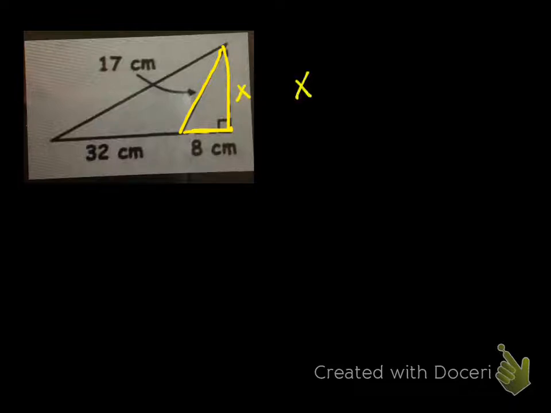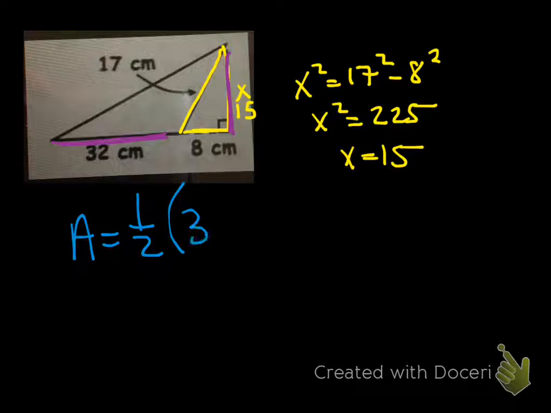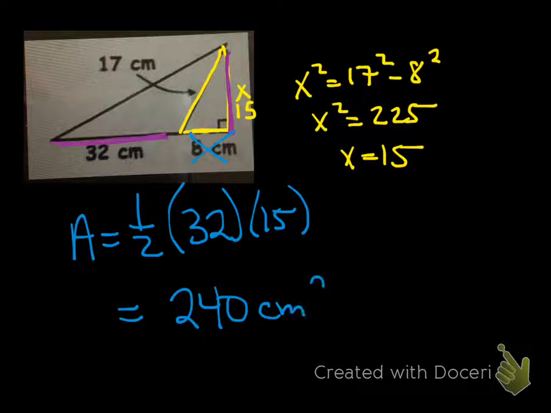So that means that x squared is equal to 17 squared minus 8 squared, which is 64. So x squared equals 225, x equals 15. Okay, so that means that this is equal to 15. So the base of the triangle is 32, and the height of the triangle is 15. So area is equal to 1/2 the base, which is 32. Remember, don't include that 8 because that's not part of the base of the triangle, times 15. And when you multiply that out, you should get 240 centimeters squared.